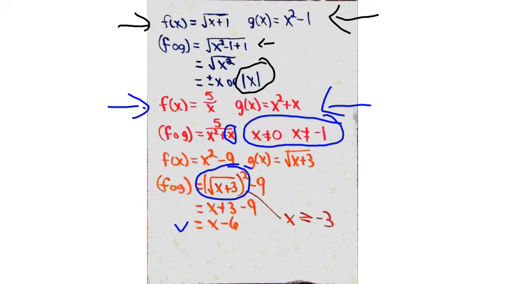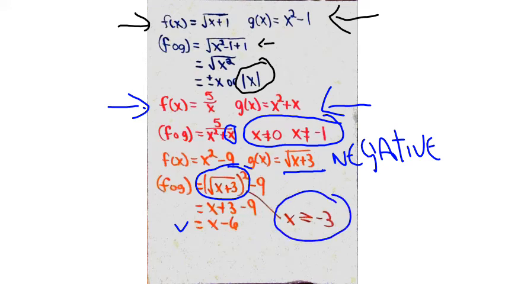What does give me a restriction to the domain is I have to look back here at g of x. When I'm looking at the square root of x plus 3, I can't take the square root of a negative number. So what would cause me to have a square root of a negative number? Well, that would be if x was anything less than negative 3. So my restriction to the domain is x must be greater than or equal to negative 3.